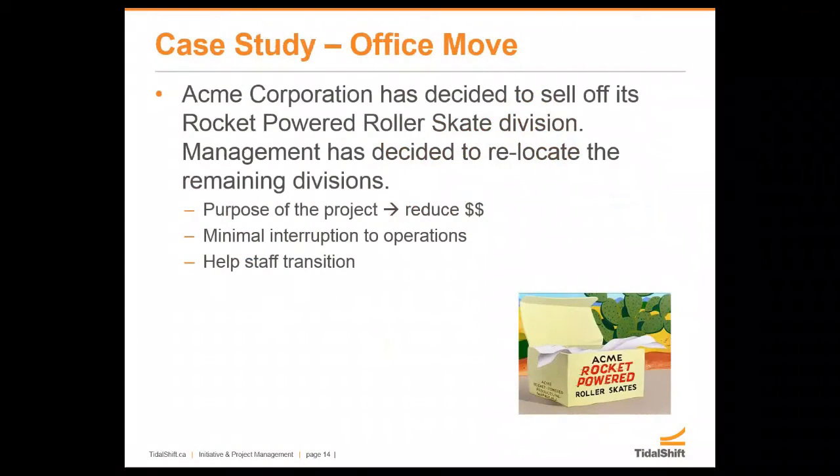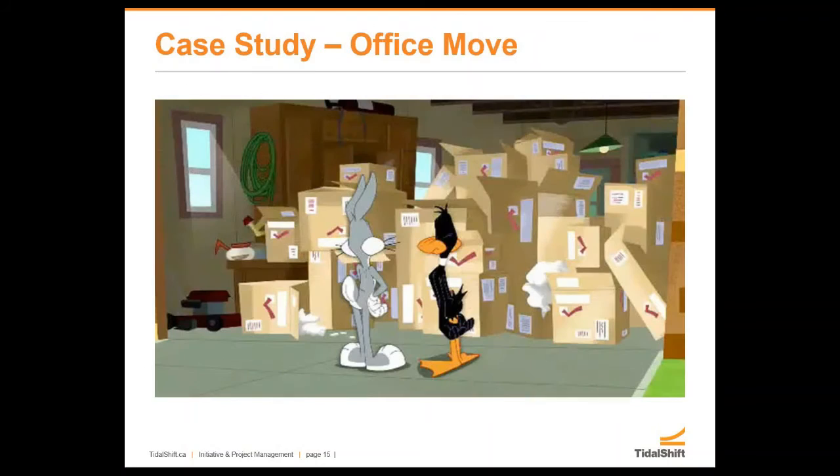So let's just jump into our case study for a few moments. As you remember, Acme Corporation, we'll revisit them. They've decided to sell off the jet-powered roller skate division, and hence they're going to relocate. The main objective here was to reduce dollars. There were also some constraints around it, such as minimal interruptions, as well as helping the staff with the transition. So now we're into execution. It's time to pack up the boxes and move.